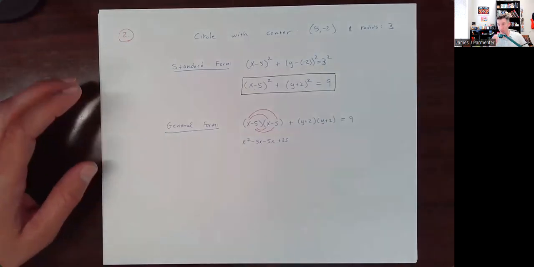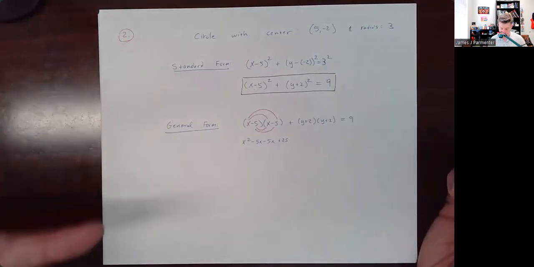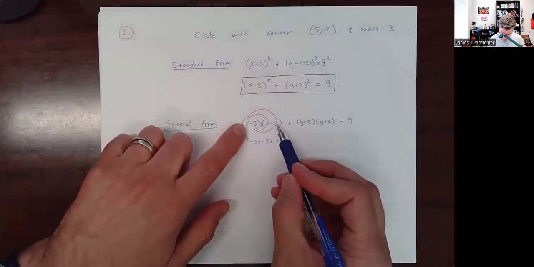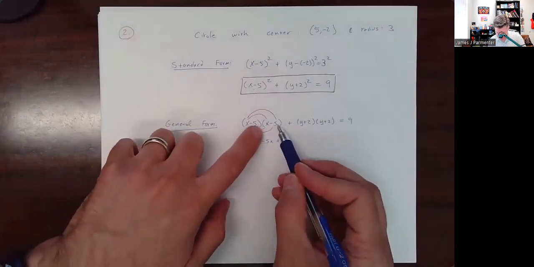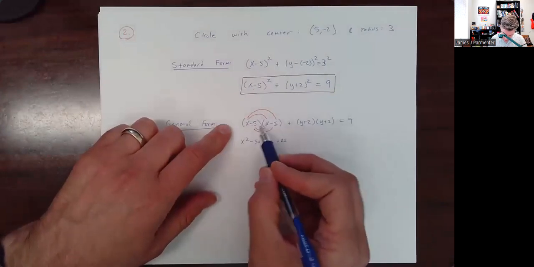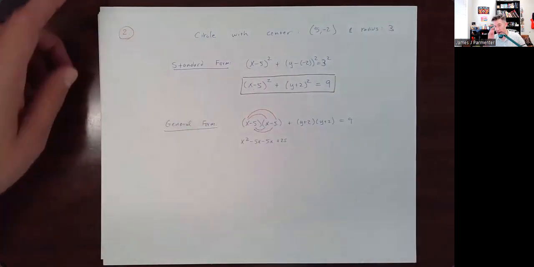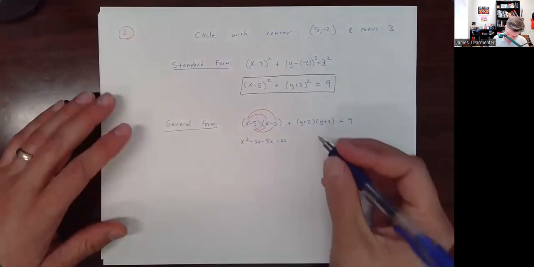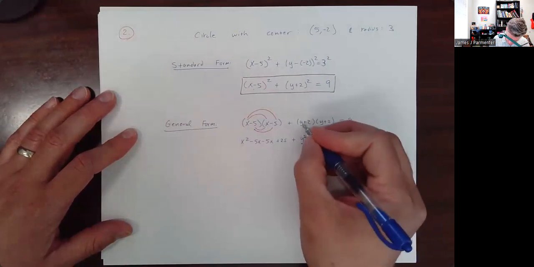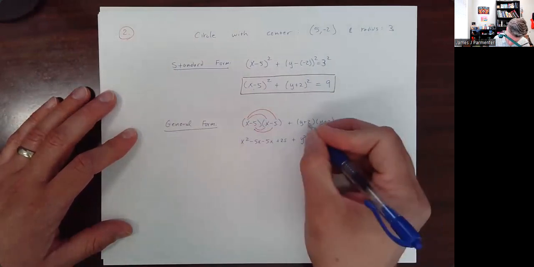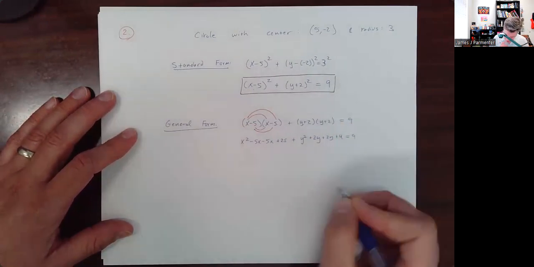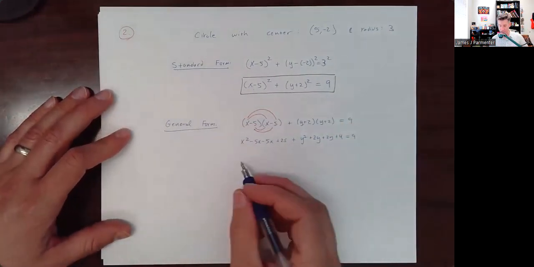And by the way, the reason we say FOIL, which I never knew until I started teaching math, is first, outer, inner, last, right? First, outer, inner, last. Anyway, you can do whatever you like as long as everything multiplies everything else. Same deal over here. I'm going to do y times y is y squared. y times 2 is 2y. 2 times y is 2y. And 2 times 2 is 4, equal to 9. We'll talk about this pattern in just a second.